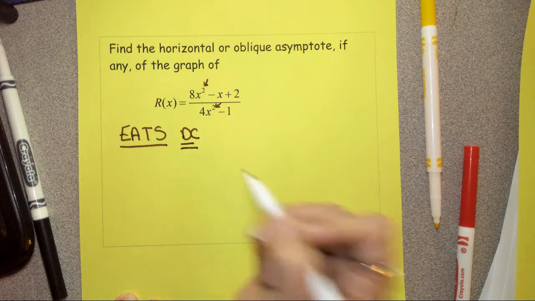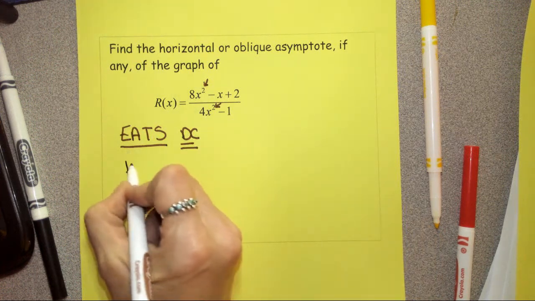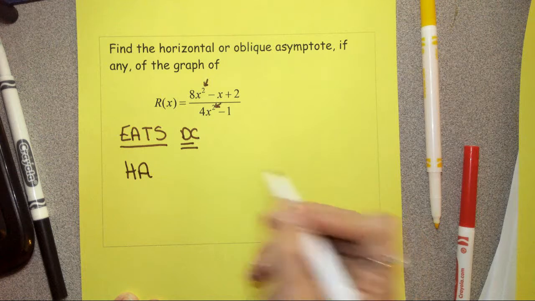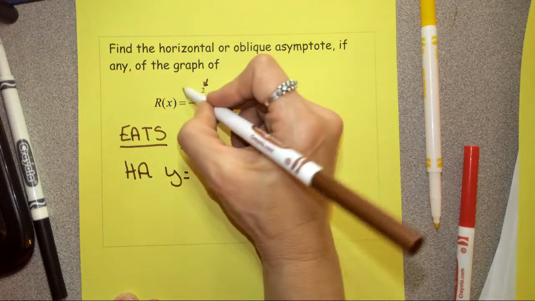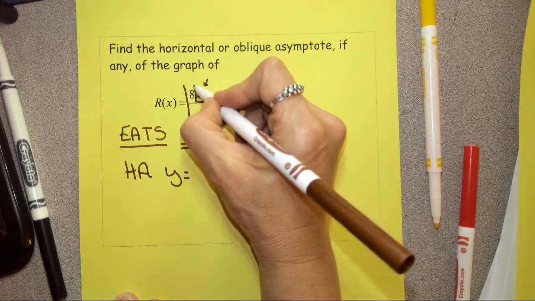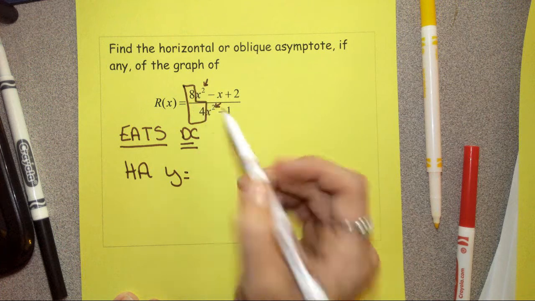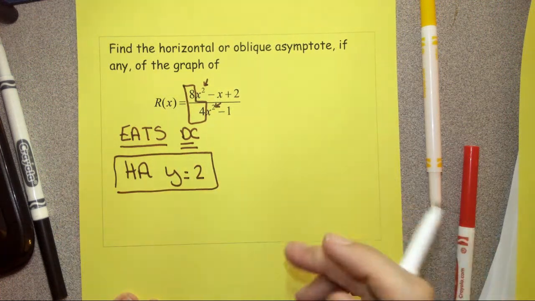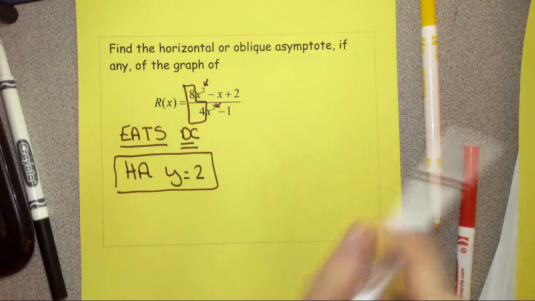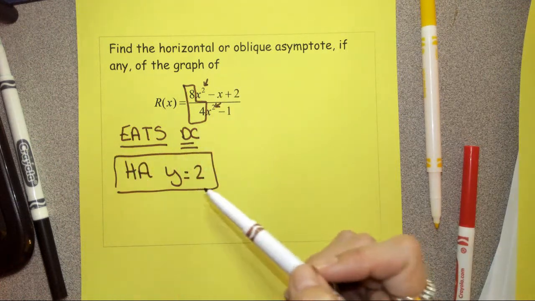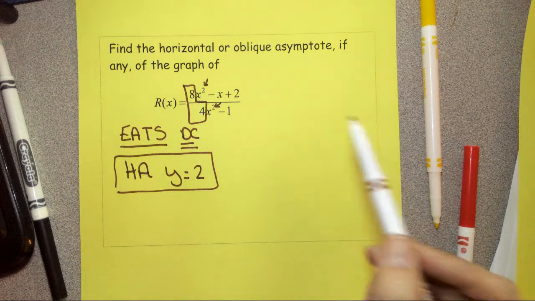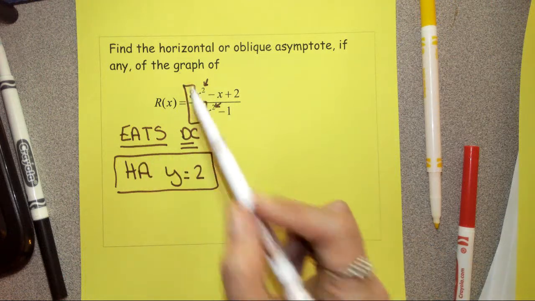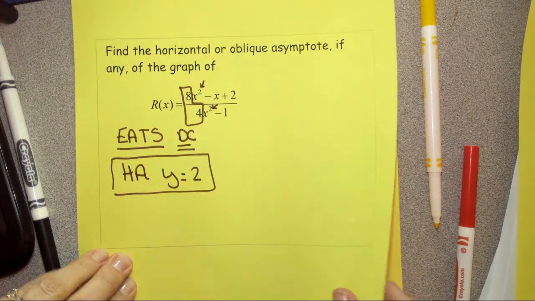Remember, DC stands for divide the coefficients. So it's a horizontal asymptote at y equals, I'm going to take these two coefficients and I'm going to divide them. What is 8 divided by 4? Well, it's 2. And you're done. Okay, so if you have a BOBO or an EATS DC, they're both horizontal. BOBO is 0, EATS DC, just divide those coefficients.